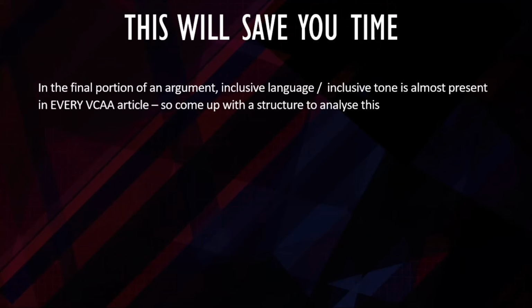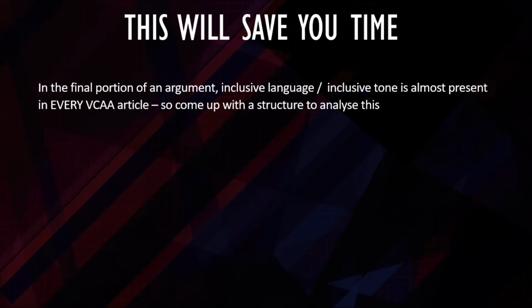Now, I do want to mention one more thing for this final paragraph, because I can almost guarantee you this is going to save you a lot of time. In the final portion of an argument, the author usually uses inclusive language or has an inclusive tone. And this is almost present in every VCAR article. It doesn't have to be inclusive language like we, our, although that is quite common. Even an inclusive tone is enough. And this is what we're going to use this for.